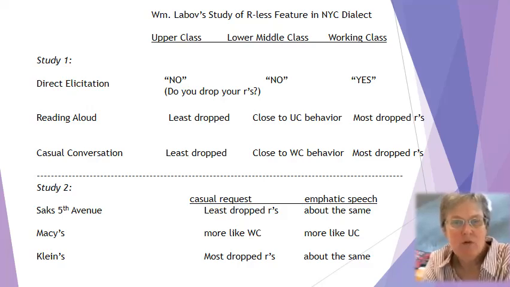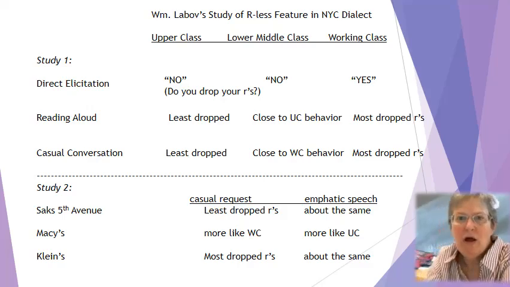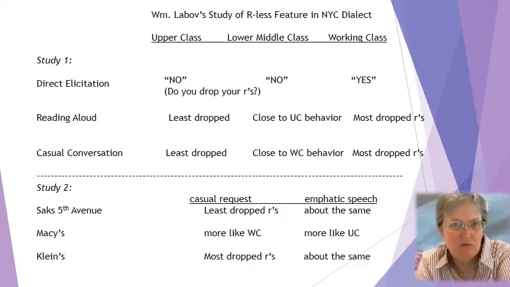So, for example, and I'll be showing it here, in direct elicitation, upper class speakers said, "Do you drop your R's?" They said, "No, I don't drop my R's." Working class people said, "Well, yeah, I'm a New Yorker. Of course I drop my R's." And the lower middle class, of the 6 sort of ranges of class that he looked at, the lower middle class was distinctive. And they said, "Oh no, I don't drop my R's." So they behaved like the upper class.